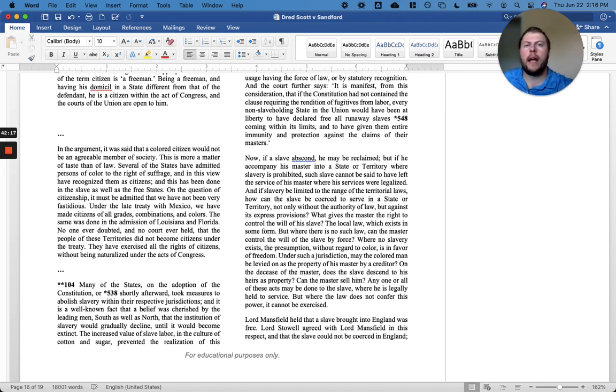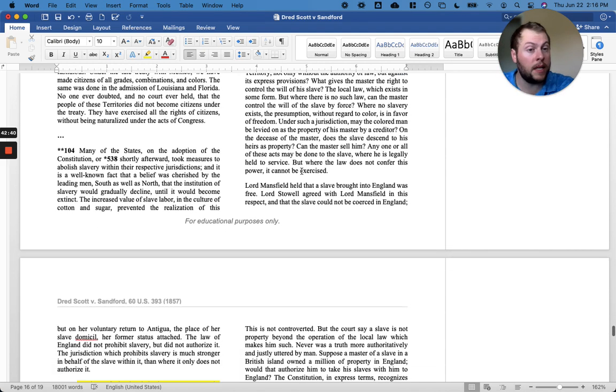McLean believed that African Americans, whether legally brought into a free state or territory, should be considered free individuals, and their status should not revert to that of slaves when returning to a slave state. He criticized the majority for perpetuating inequality and undermining the principles of the Declaration of Independence and the rights of all individuals. So, dissent, definitely worth reading.